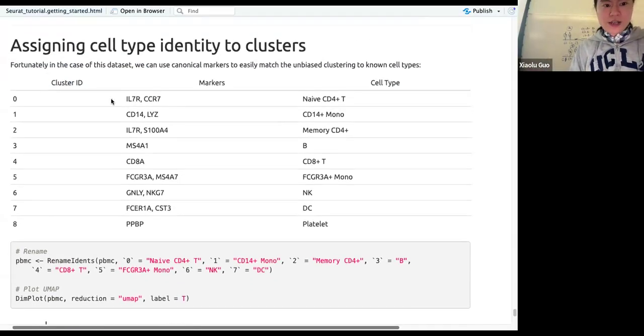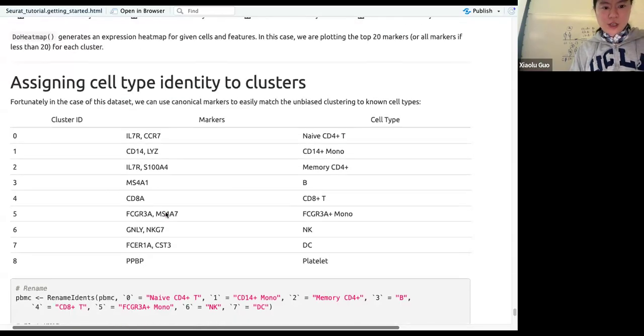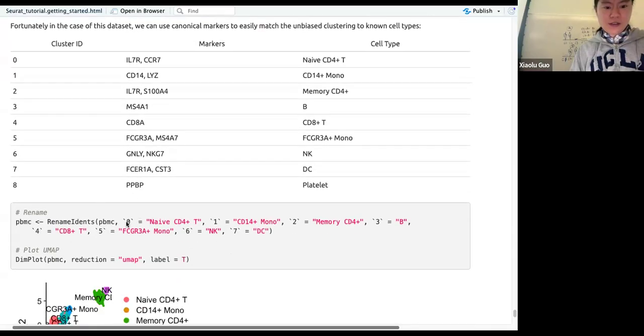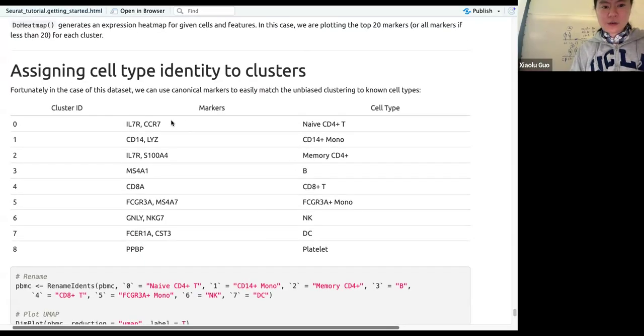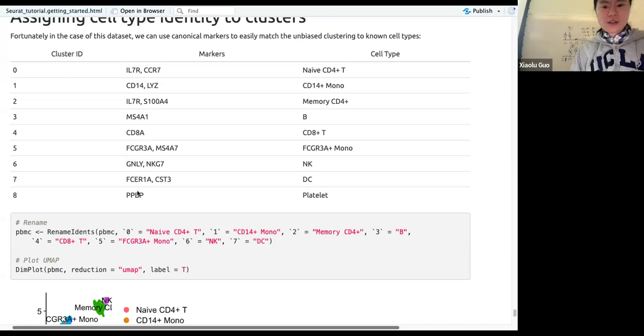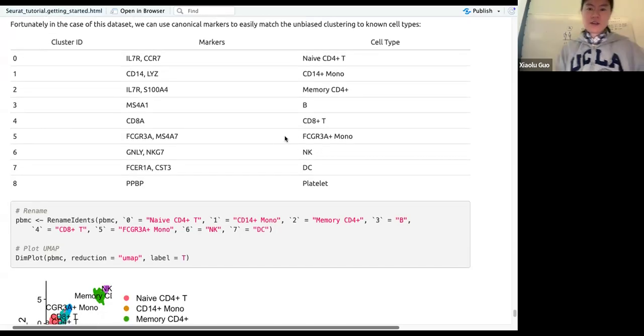And to assign each cluster to a cell type. Here we manually assign each cluster to a cell type. For example, here by checking the library, we realize that this is a CD4 T cell, and this is a B cell, and this is a dendritic cell, natural killer cell, etc.